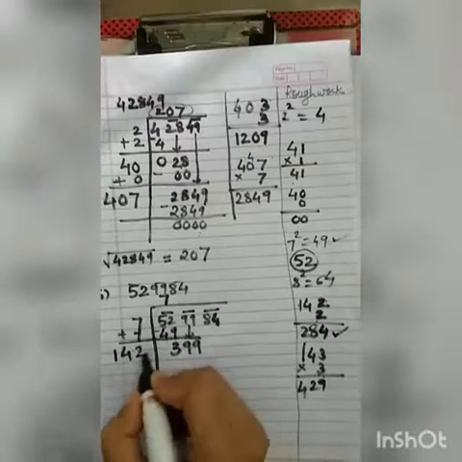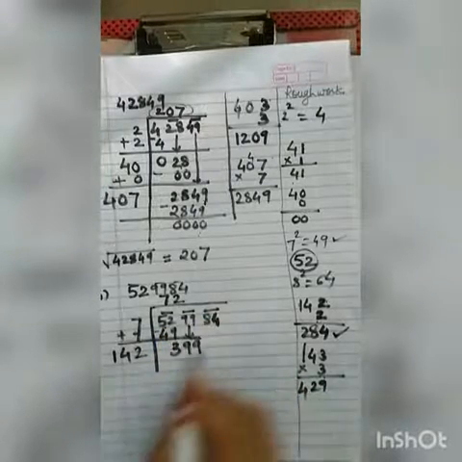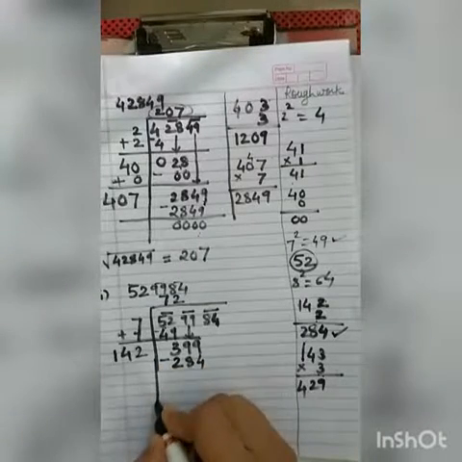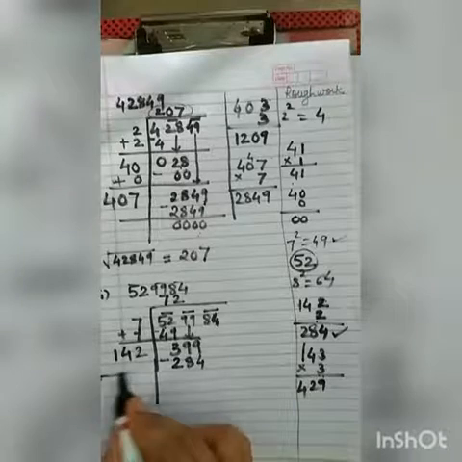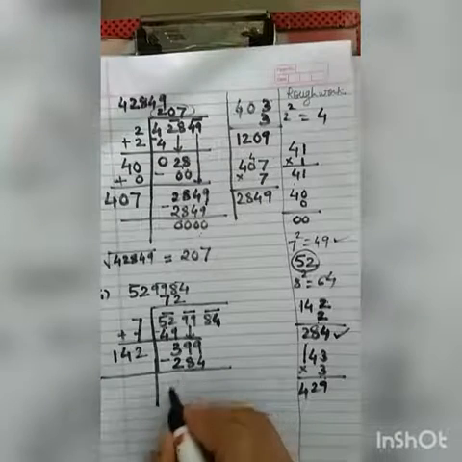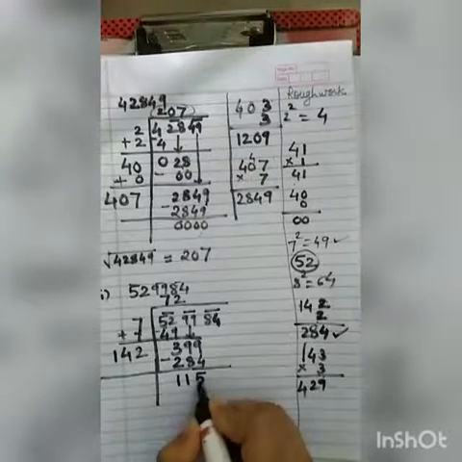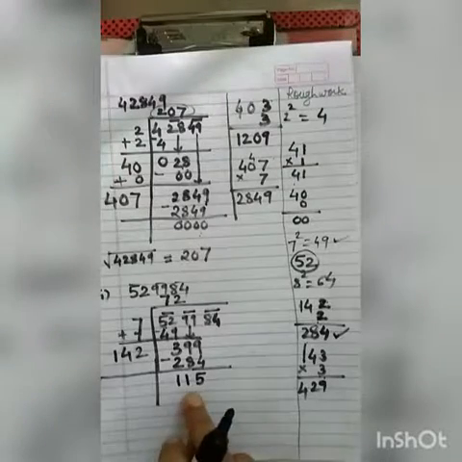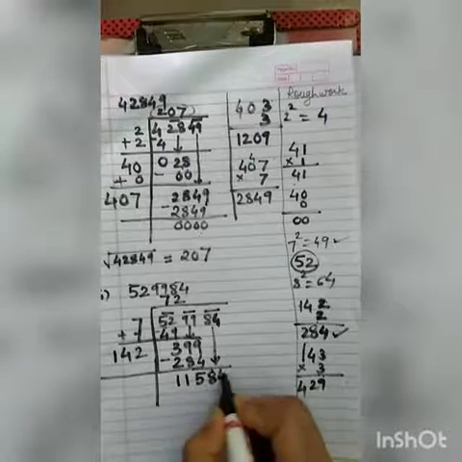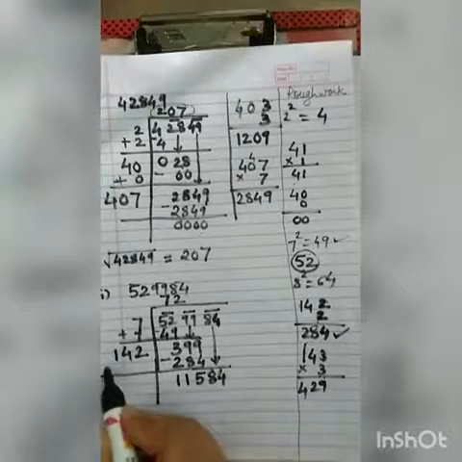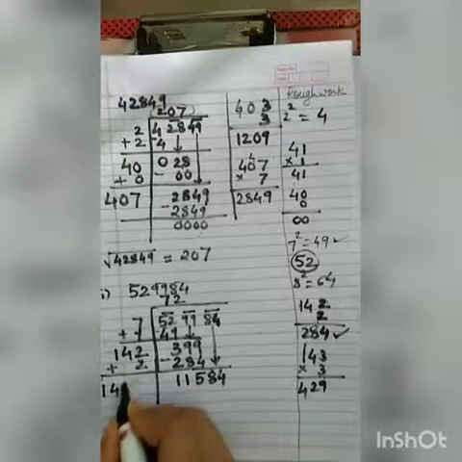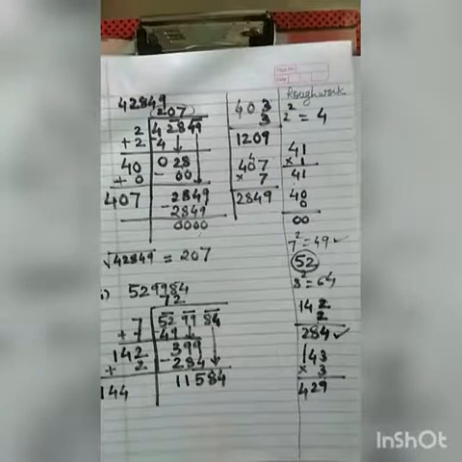So here 2, that is 284. After subtracting this 284 from 399, we will get 115. Okay, now copy down this pair, that is 84. Now the unit place is 2, so we will add the unit place number, that is 2, and the number will become 144. 2 plus 2 equals 4.